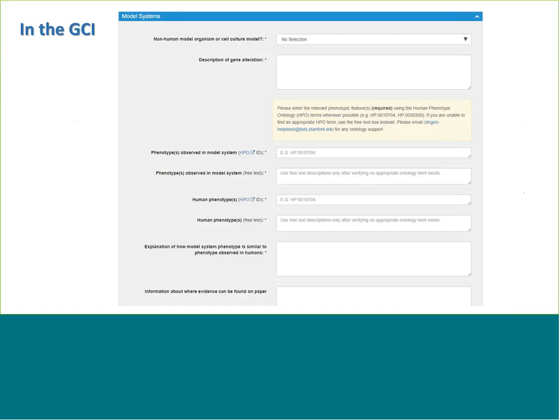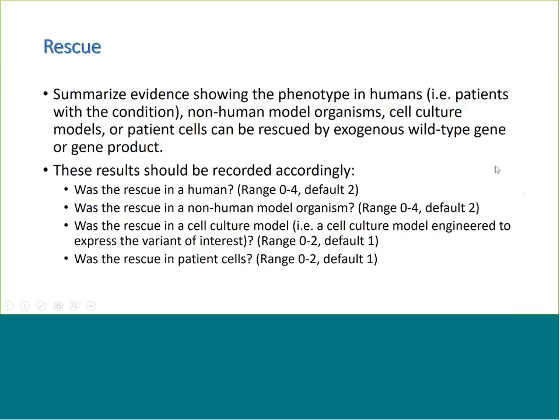Great. Okay, so this is showing the model systems in the GCI. Again, you can select non-human model organism or cell culture model, and then you get appropriate questions after that.